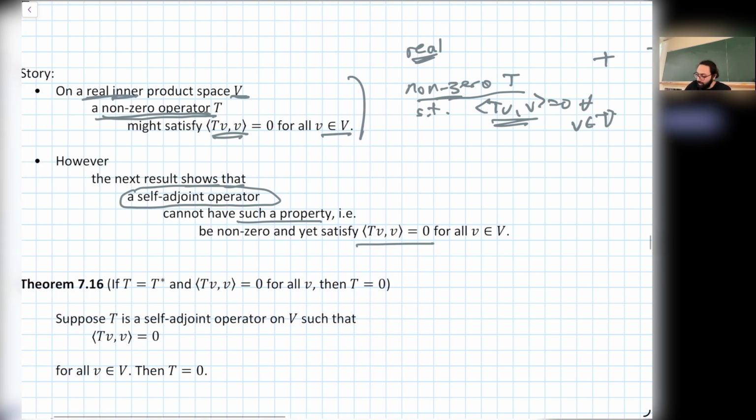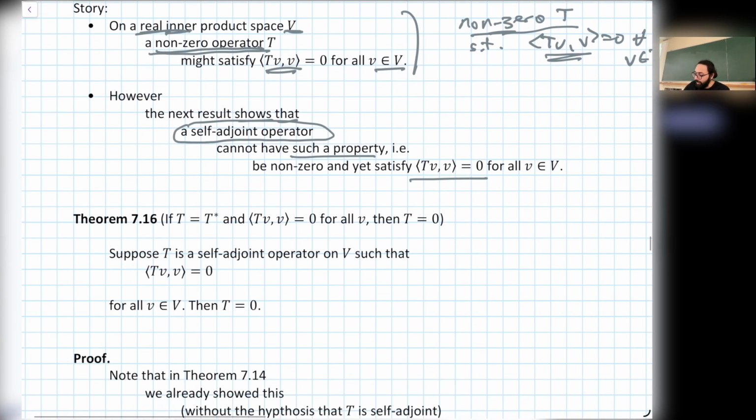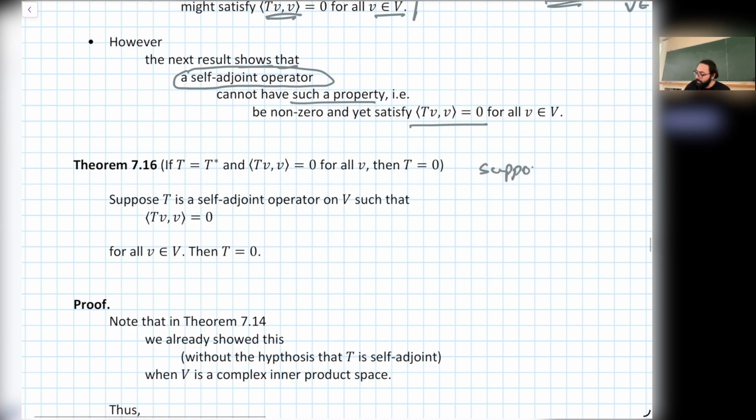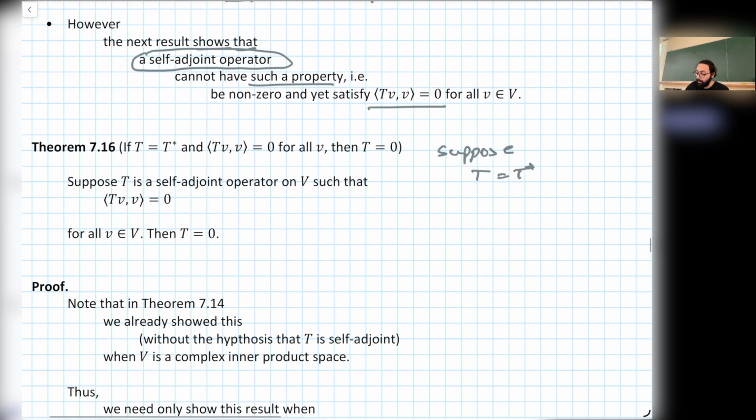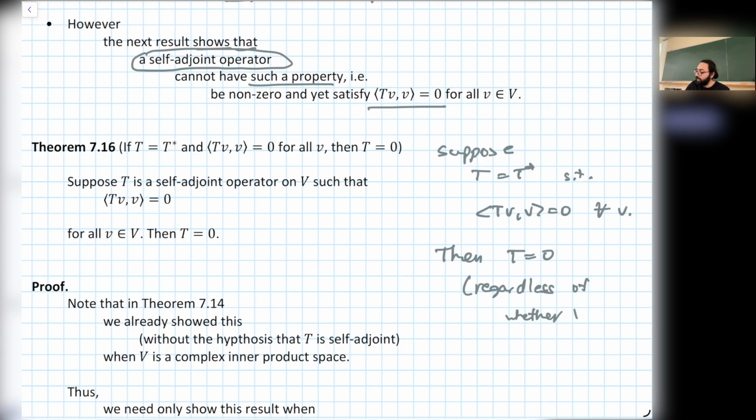Okay. So let's see what the statement says. Here I think it'll become more clear. It says suppose that T is a self-adjoint operator, so T equals T star, which satisfies <Tv, v> is 0 for all v. Then T is 0, and we can add for emphasis, regardless of whether the field F is real or complex.